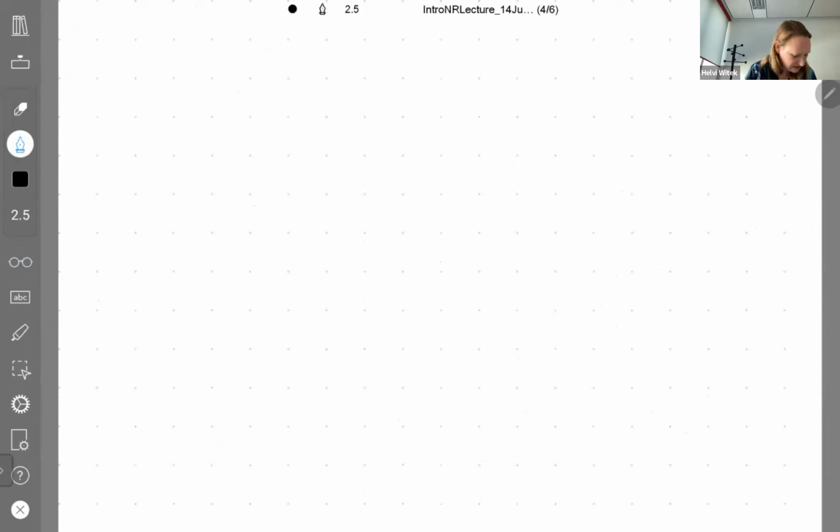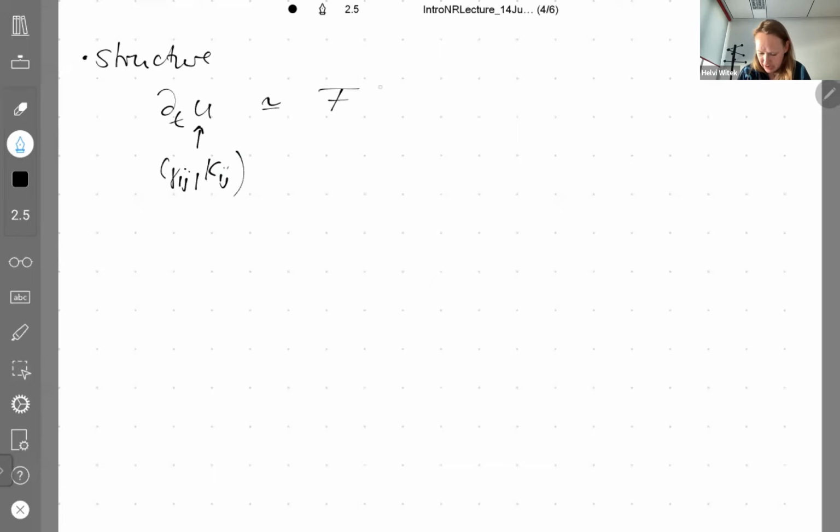So let's think about the structure. What I just said was that we have on the left-hand side some time derivative of a vector of evolution variables, so say our metric and extrinsic curvature. And on the right-hand side, we have a function of our evolution variables, its second and first spatial derivatives. And that's actually something that we use when we adopt the method of lines.